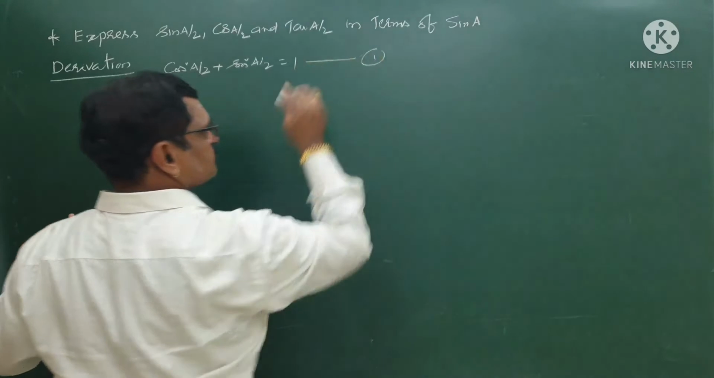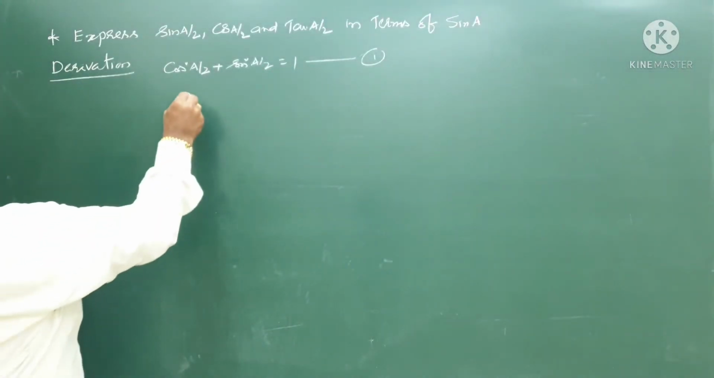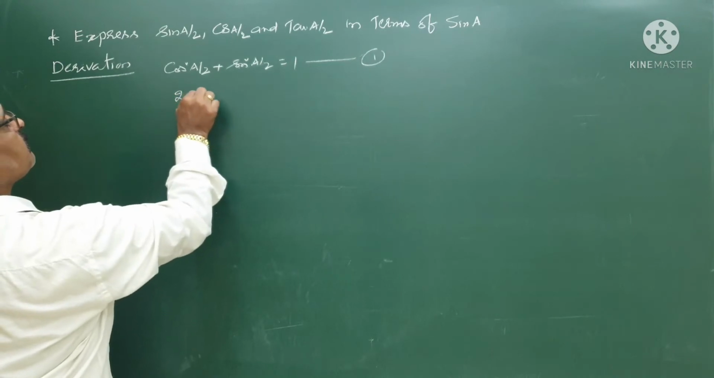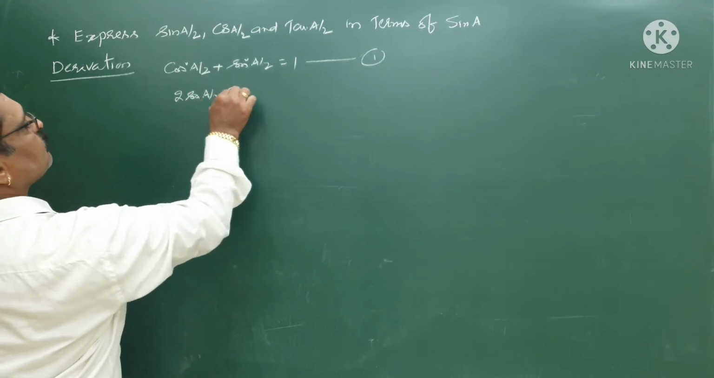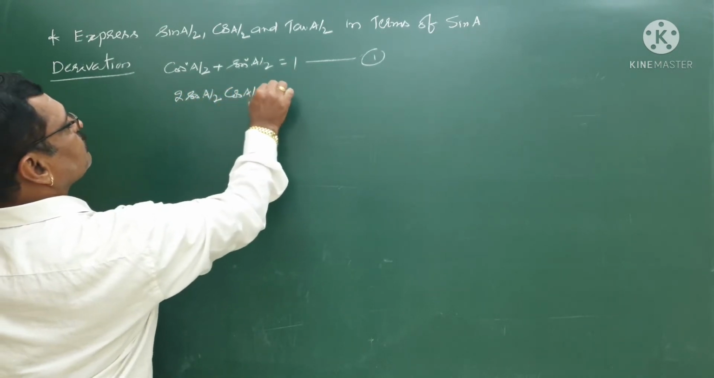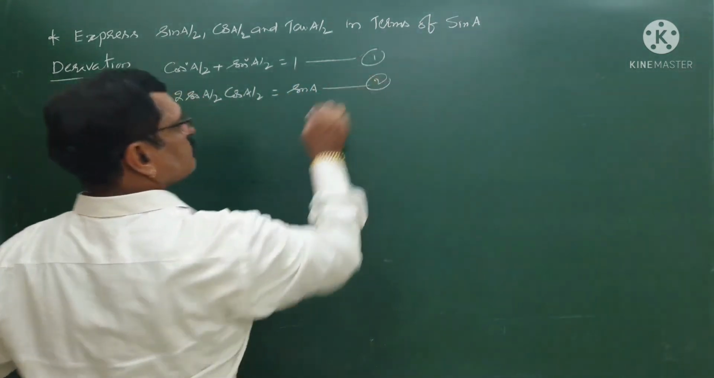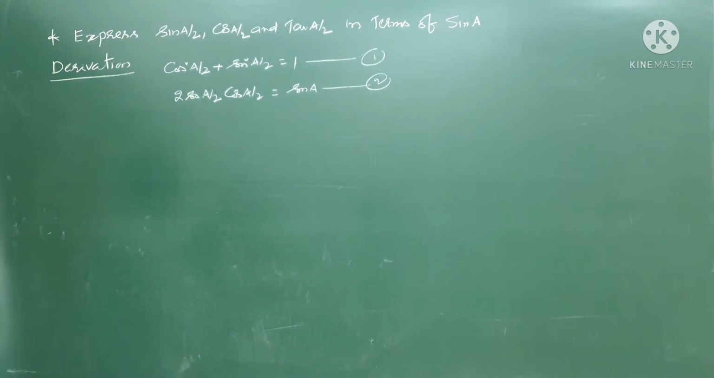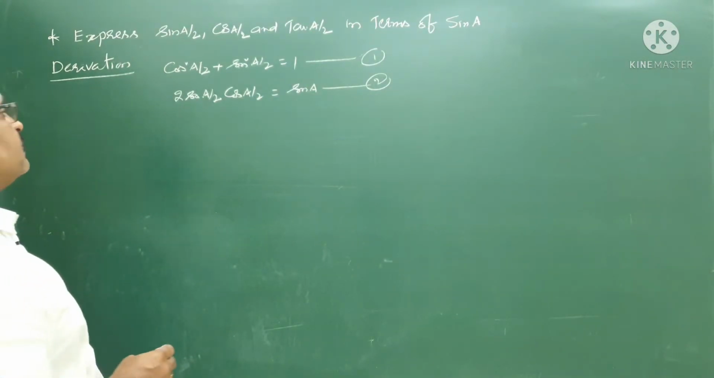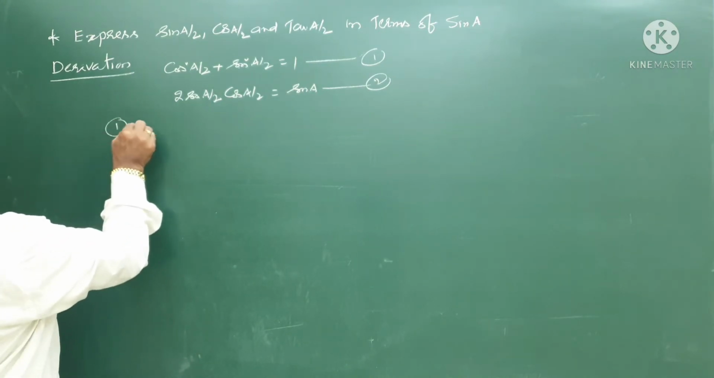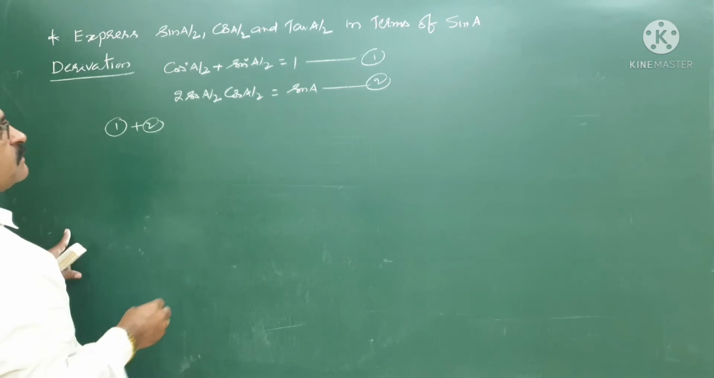Let this be equation 1. Next one, you know very well, 2 sin A by 2 cos A by 2 is equal to sin A. Number 2. Now, I am going to add both of them in one case, and subtract both of them in the other case. Okay, your first one, add 1 plus 2.